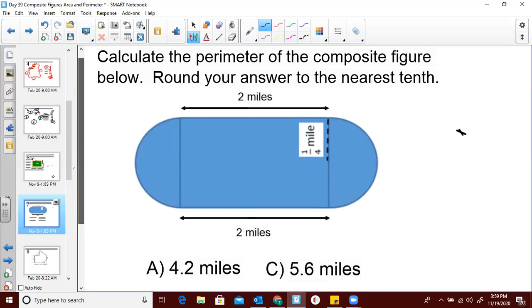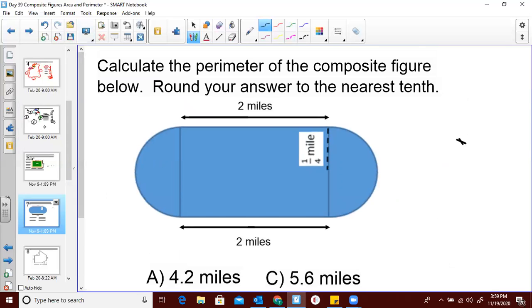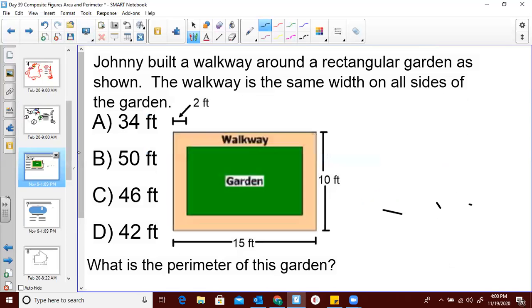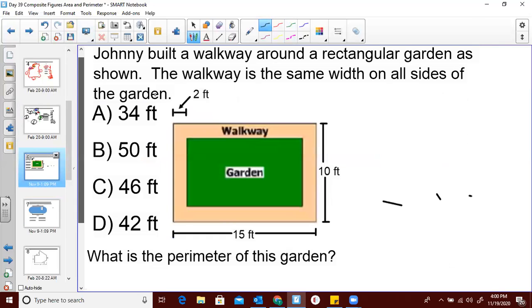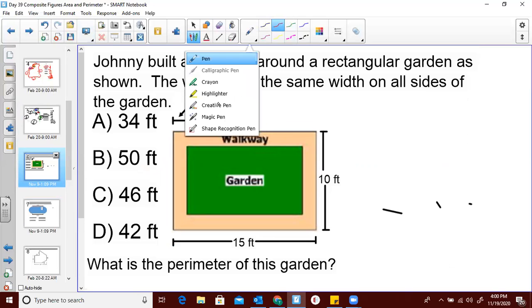Oh, wait, did I skip one? I did skip one. So next, we're going to do this walkway problem. Now this one's going to be a little bit tricky, but I think we'll be okay. So first of all, we need to know what we're looking for.